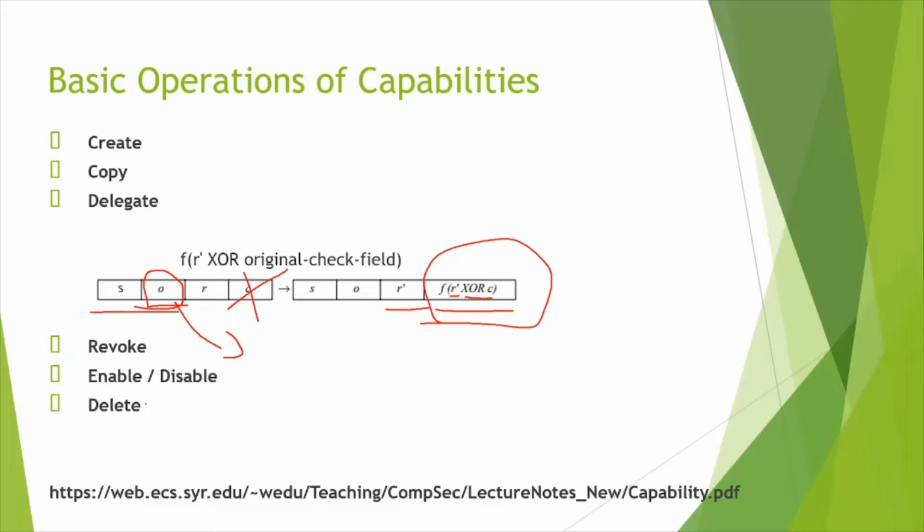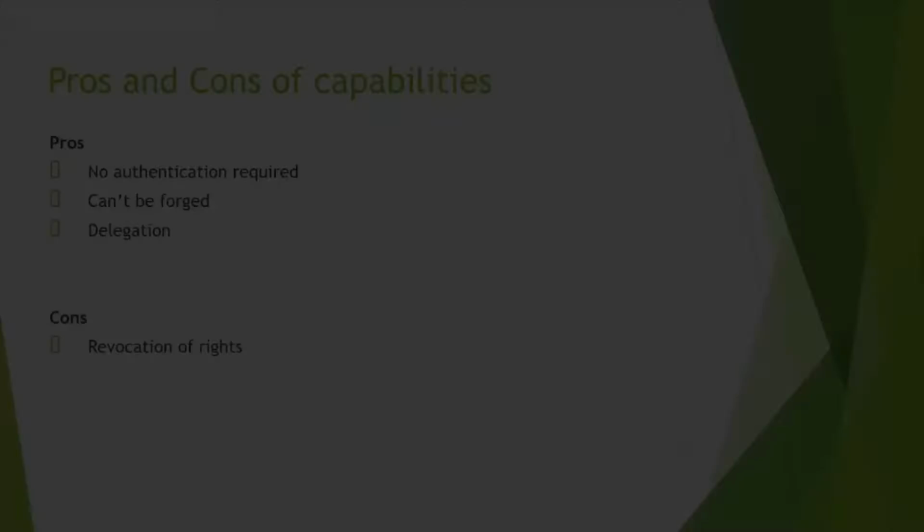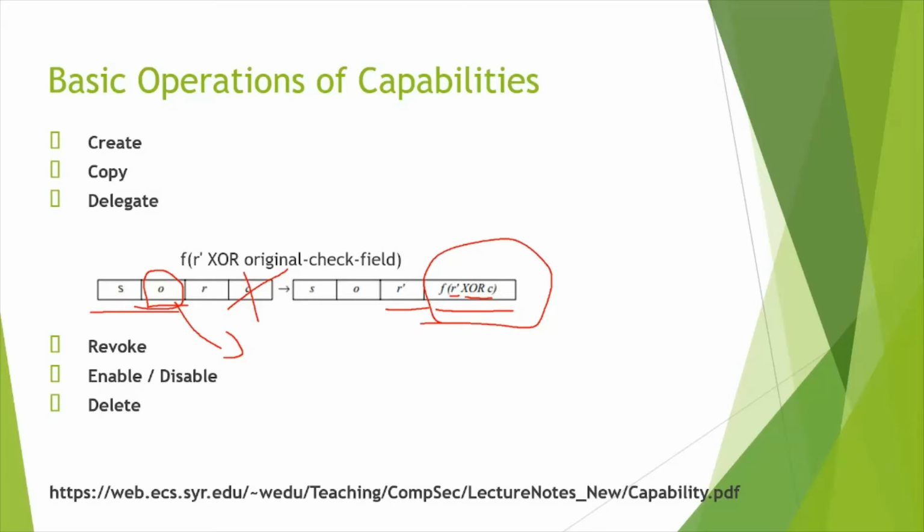And then we have enable and disable capabilities. So of course we can enable a disabled capability, or we could disable an enabled capability. And then we have delete. You can delete a capability, which permanently removes a capability from a C-list, or we could delete an object, which permanently removes the object as well as any associated capabilities.